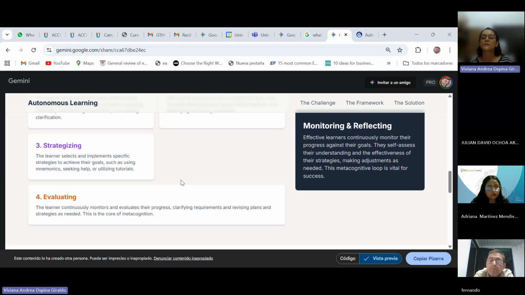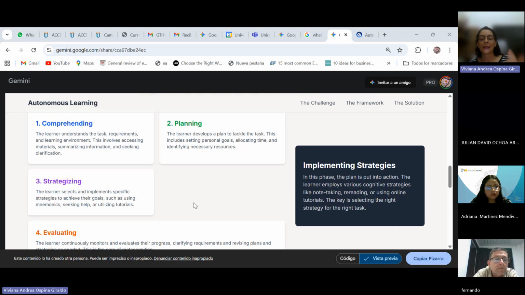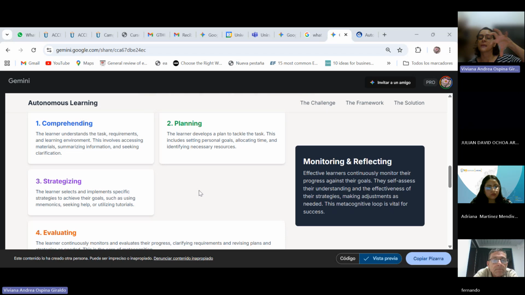So when the student is doing this metacognitive process and he's going around this circle, comprehension, planning, strategizing, and evaluating, he's also gathering those metacognitive abilities to take him to his learning purpose, right? Because every learner, as we see it, has a different purpose.